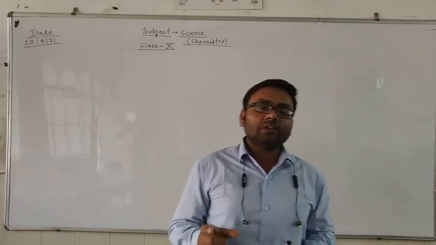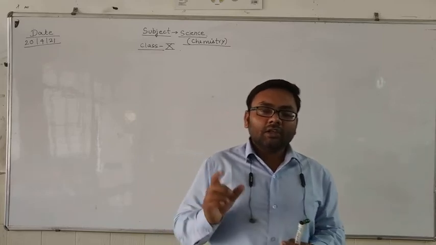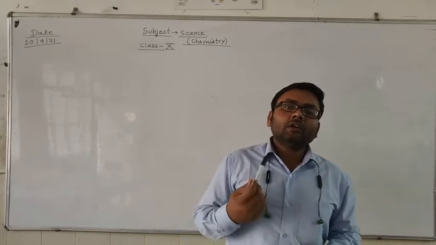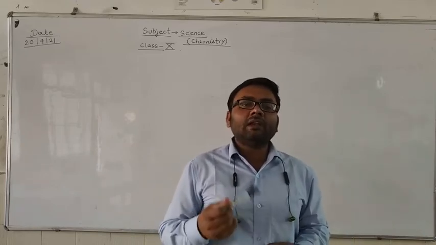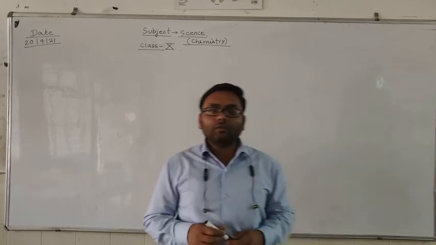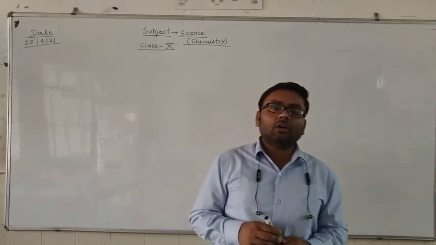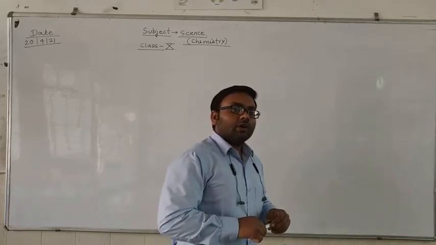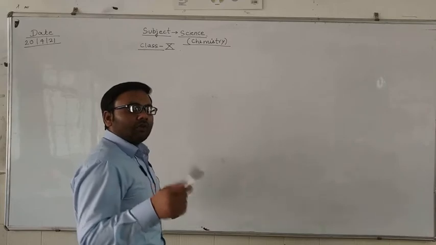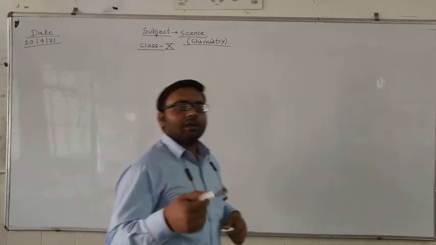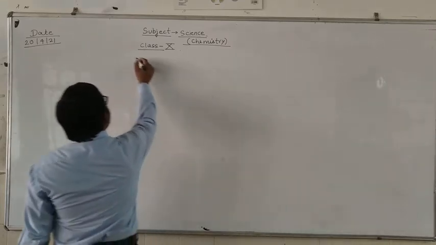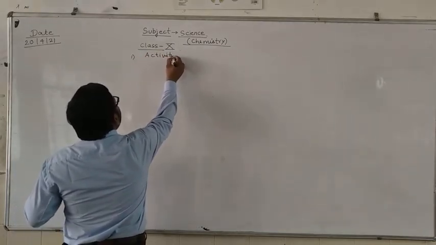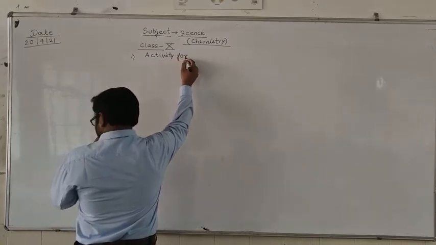We have seen combination reaction and decomposition reaction. In decomposition reaction also we have seen three types: thermal decomposition reaction, photolytic decomposition reaction, and electrolytic decomposition reaction. Now we will discuss some activities based on these three different types of decomposition reactions. Our first activity, which we have already seen in the live class, I am discussing again: the activity for thermal decomposition.